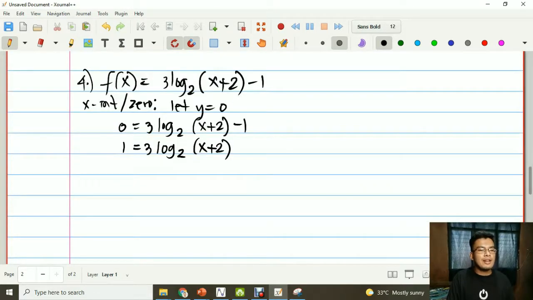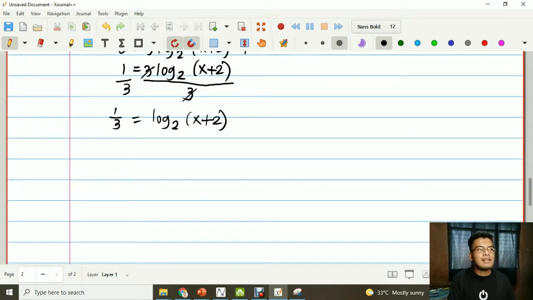So, for us to get rid of 3, i-divide natin both sides gamit si 3 para maalis siya doon sa tabi ni log. So, ang naiwan will become 1/3 is equal to log base 2 of x plus 2. So, ang next na step, we rewrite it to its equivalent exponential form. This can be written as x plus 2 is equal to 2 raised to 1/3. So, alam natin na si 2 raised to 1/3, ang isang fractional exponent, pwede siyang isulat as a radical term, a radical number.